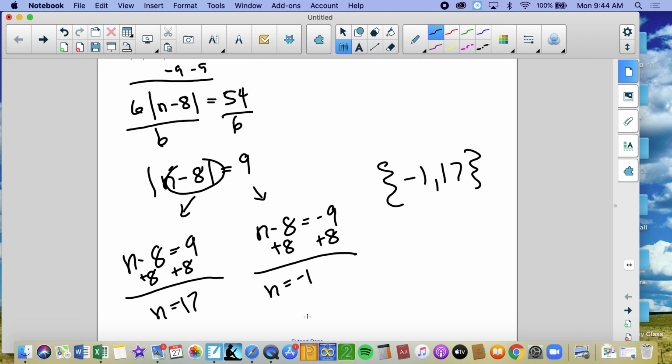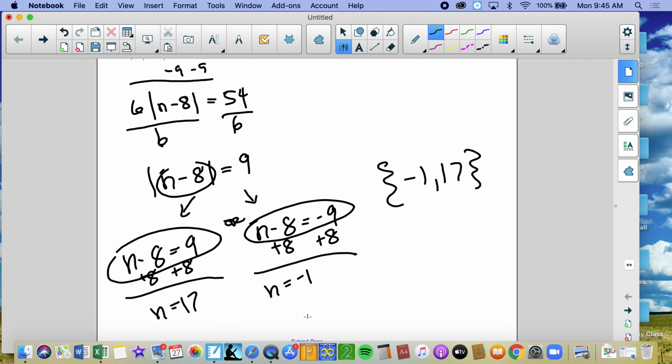So that's what I meant when I said it has to equal 9 or -9. So what value for n would make that 9 or -9? That's why we write these two statements. n minus 8 can equal 9, or n minus 8 can equal -9.